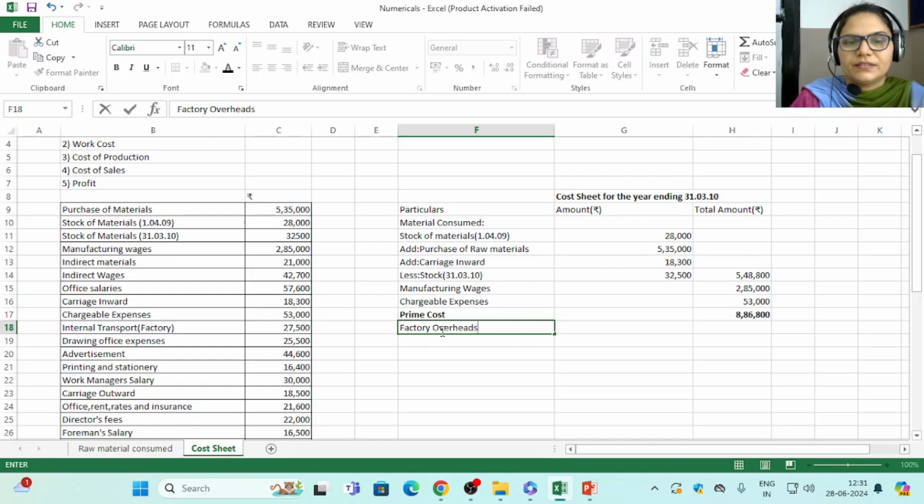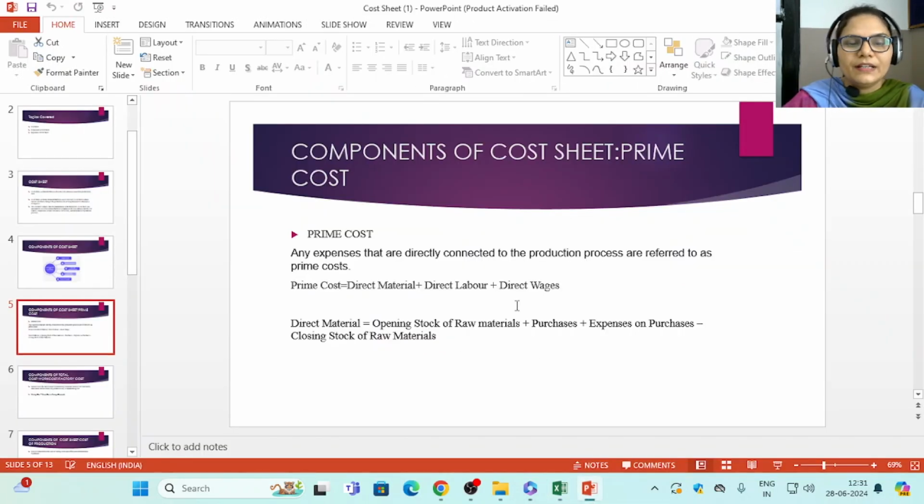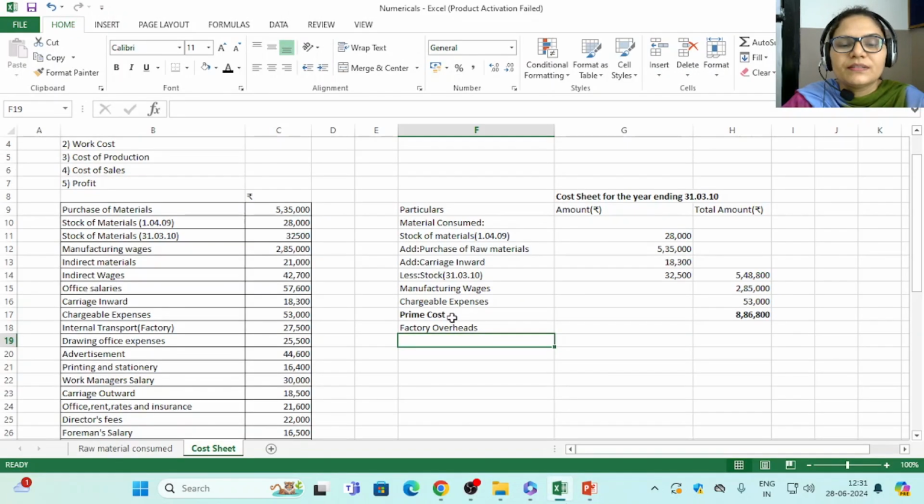Factory overheads. I again revert back to the previous session. Factory cost is equal to prime cost plus factory overhead. So simply, if we add factory overheads to the prime cost, we will arrive at the value of factory cost. All those expenses which are related to production and which are incurred on the factory floor of the manufacturing concern are included in this.